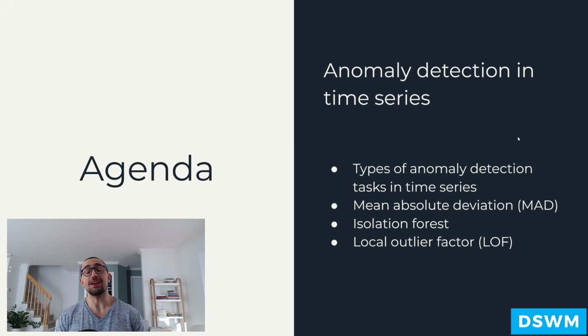Anyway, today what are we going to talk about? First, we'll talk about the different types of anomaly detection tasks in time series, and then we'll take a look at 3 different methods that you can detect outliers in your time series data. So we'll take a look at the mean absolute deviation that we will use to compute a more robust z-score. Then we'll take a look at the isolation forest algorithm, and finally the local outlier factor.